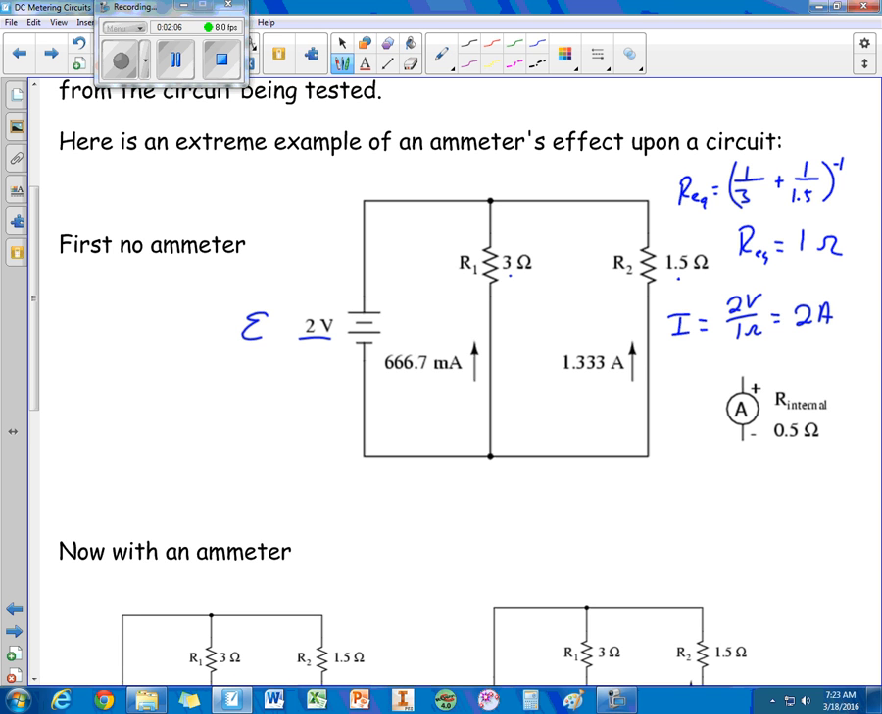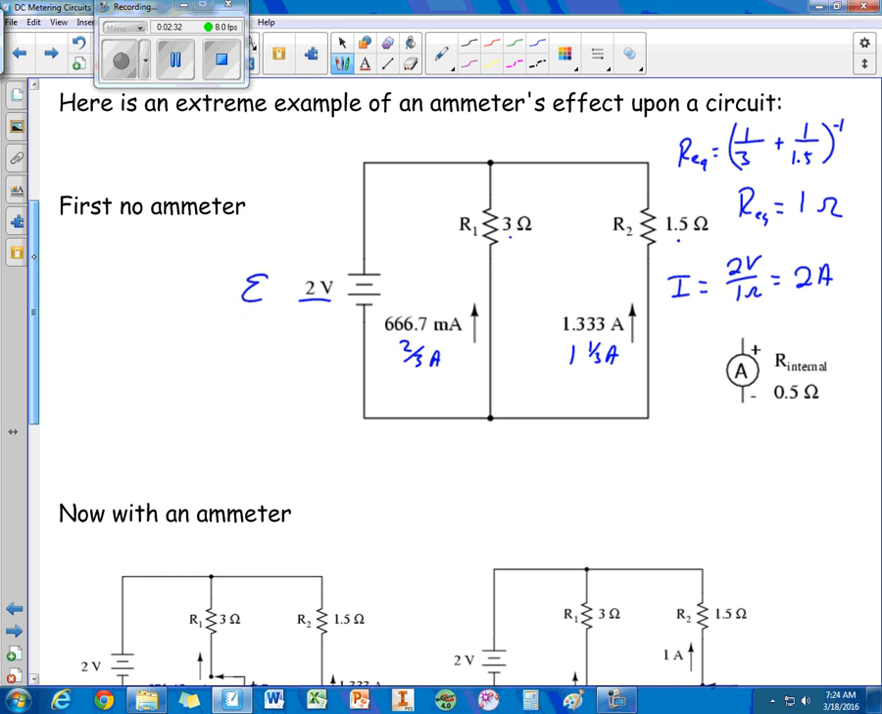So if we take a look here, I got basically 1 1/3 amp going through this one. This is 2/3 of an amp going through that resistor. Remember, milli means thousandth, so it's actually 0.6 repeating. So obviously we got our 2 amps, and everything works out pretty nicely here.